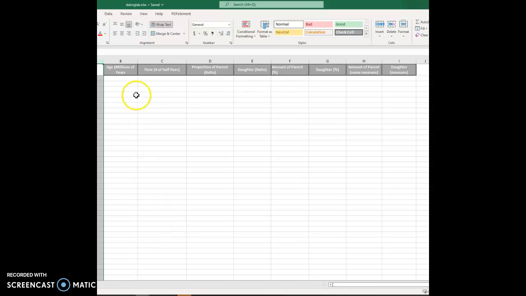So I had already set up my little table here. So all will be pretty much 0 at the beginning: 0 half-lives, 0 million years. Proportion of the parent will be 1, daughter 0. Amount of the parent will be 100%, daughter will be 0%.